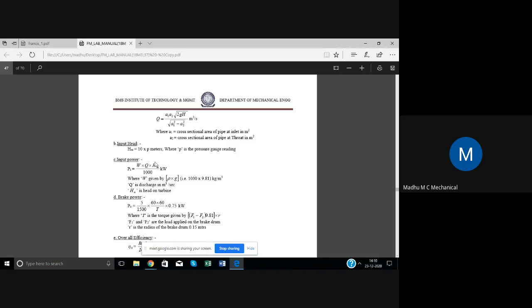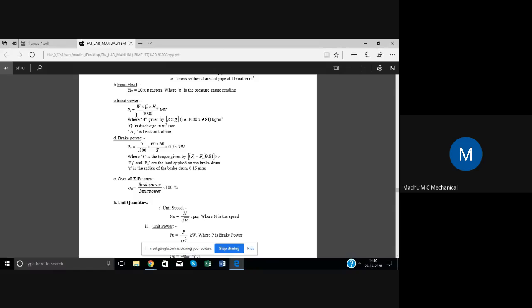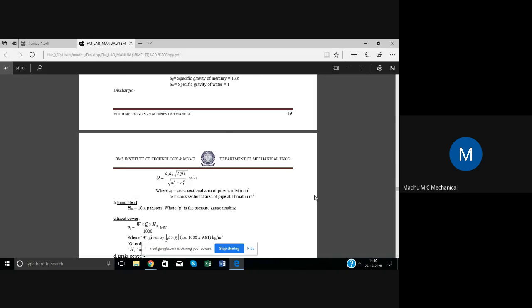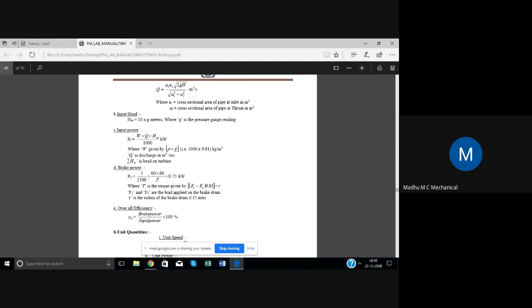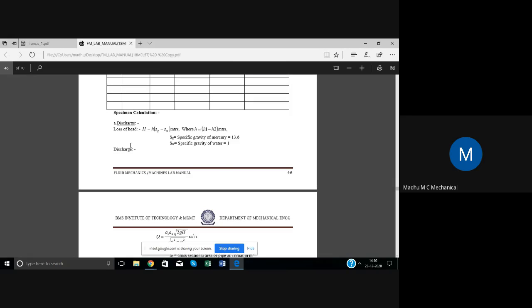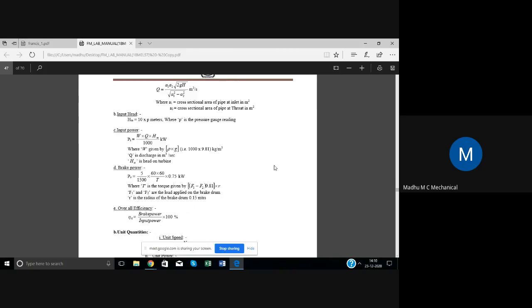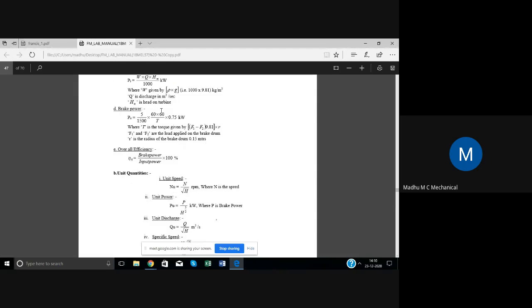Then the input head HM is equal to 10 into P, where P is the pressure gauge reading in kg per centimeter square. If you multiply by 10, I get the water column head H in meters. Then input power is W Q HM by 1000. W is rho into g. Q is the discharge, which you found using the venturi meter formula. HM is the head on the turbine. How did you get HM? 10 into P, that is HM. So input power is got, then brake power.